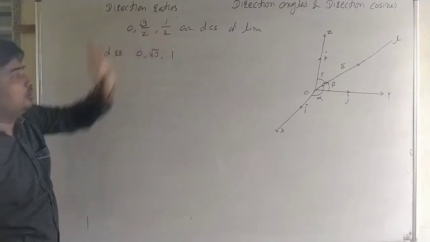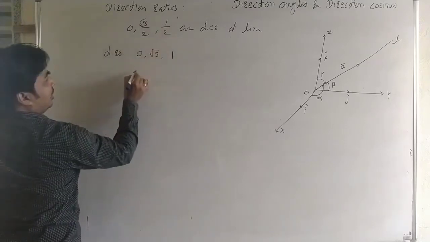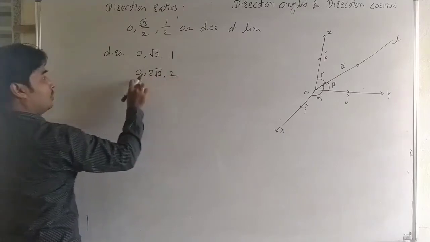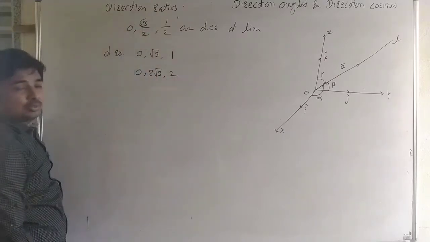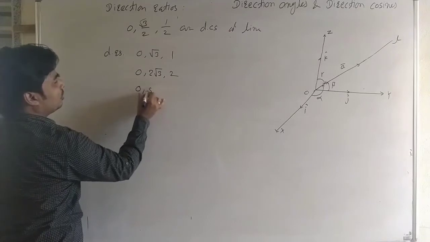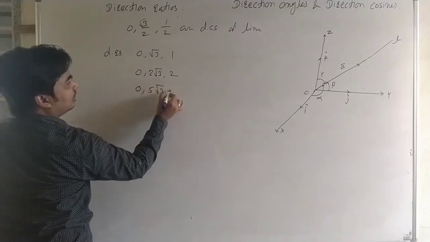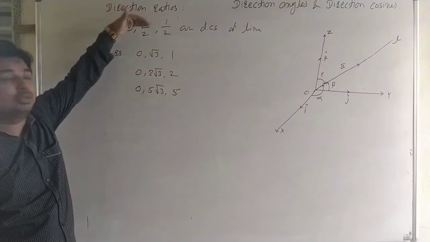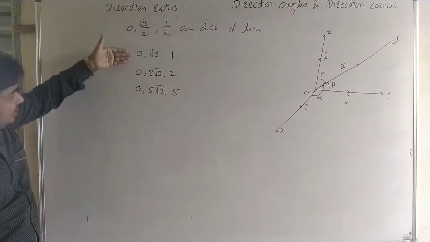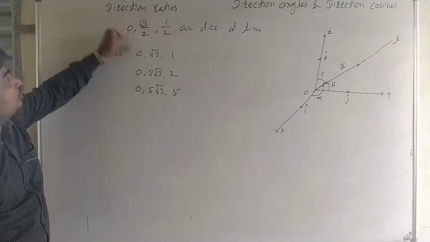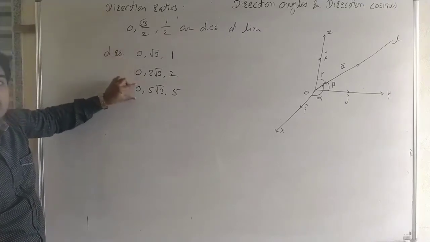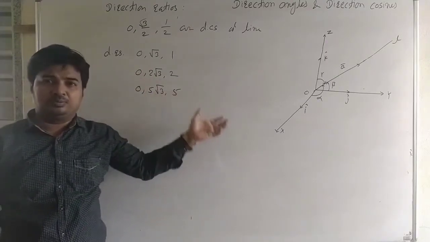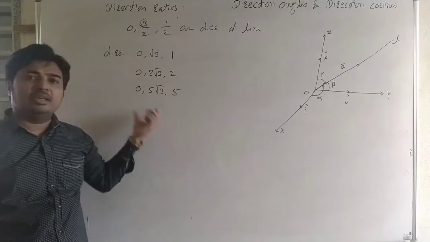We multiply by it, 2, or it is 0, 2 under root 3 and 2. These numbers are also proportional to this number, or 0, 5 under root 3 or 5. These numbers are also proportional to this number. That means these numbers are the direction ratios of the line. Direction ratios, we can take infinitely many. Direction ratios of a line can be taken infinitely.